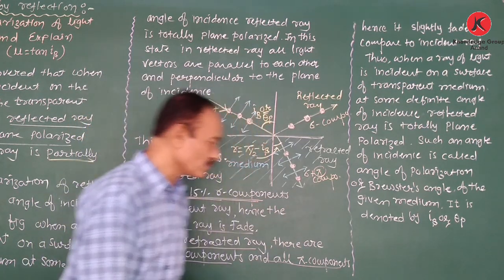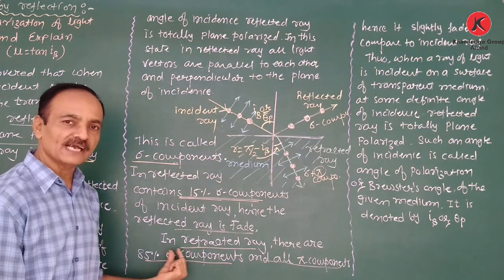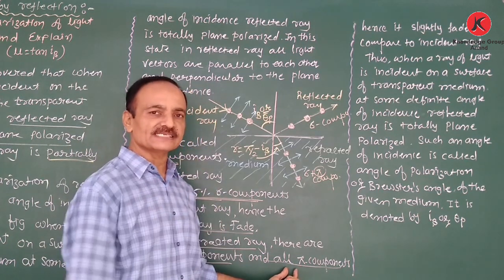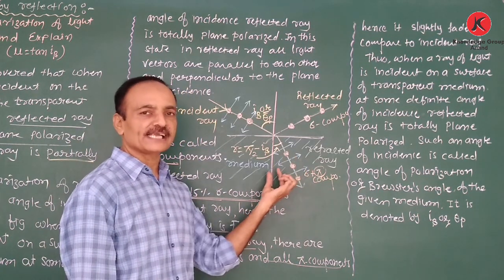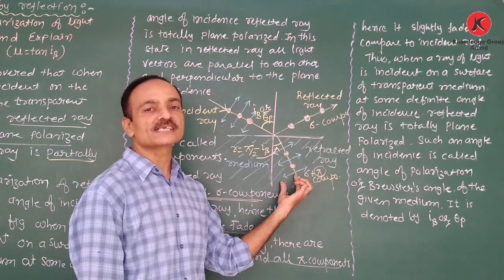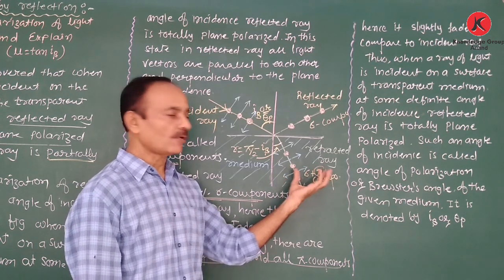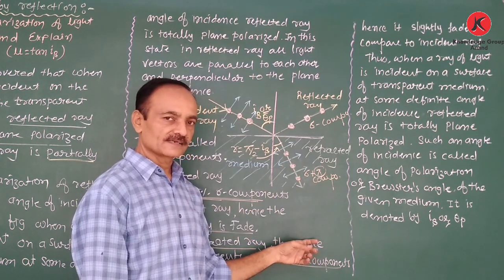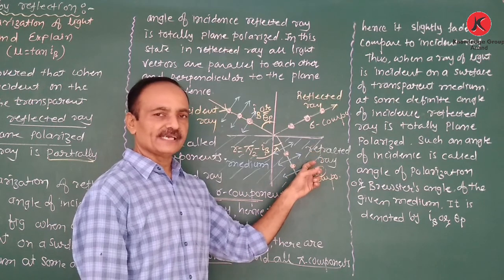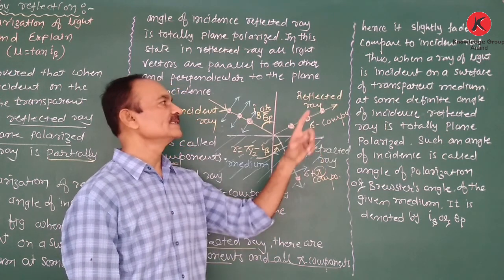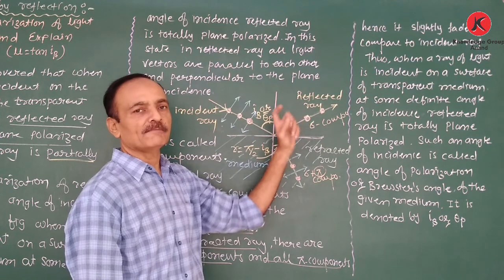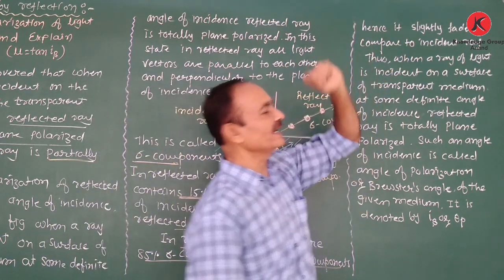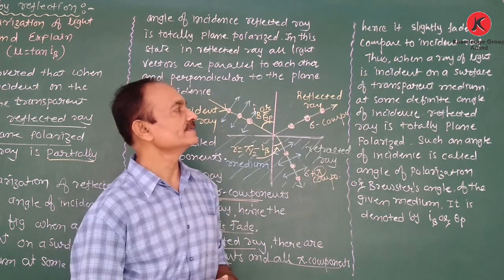Again, in the refracted ray, the remaining 85% sigma component and all the pi components are present. Pi components means the light vectors oscillate parallel to the plane of incidence. All pi components are present, and thus the intensity of the refracted ray is more than the reflected ray but less than the incident ray, and hence it is slightly faint compared to the incident ray.